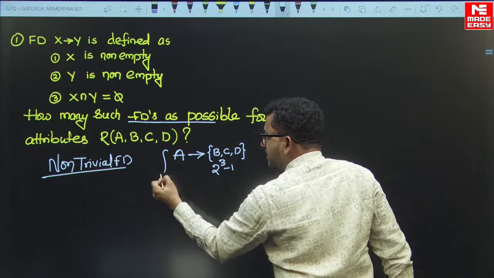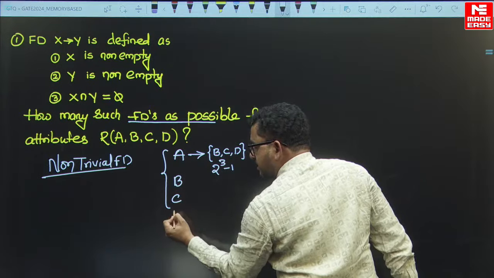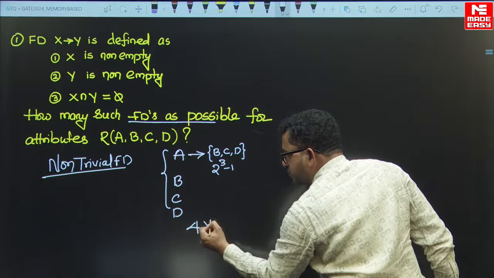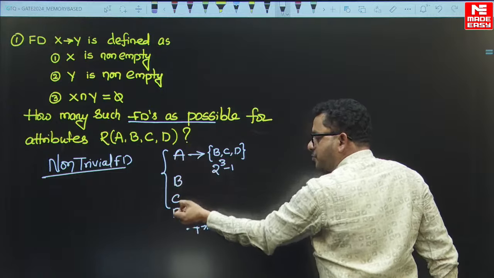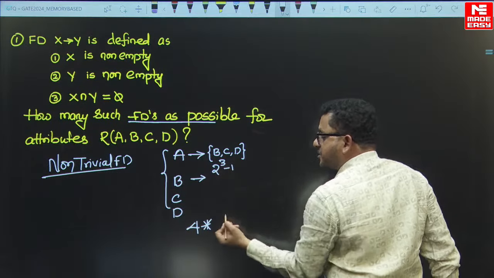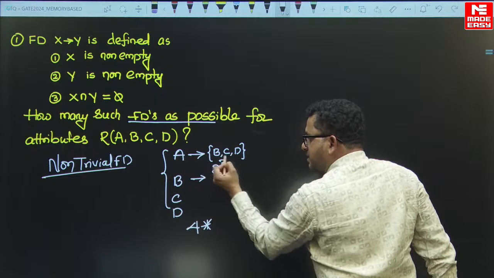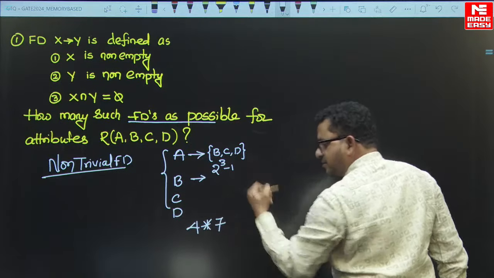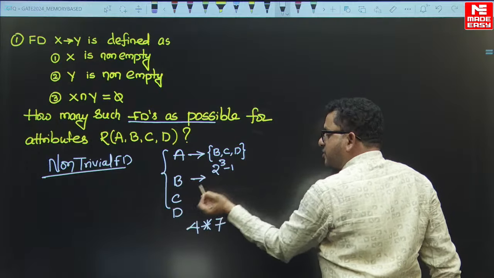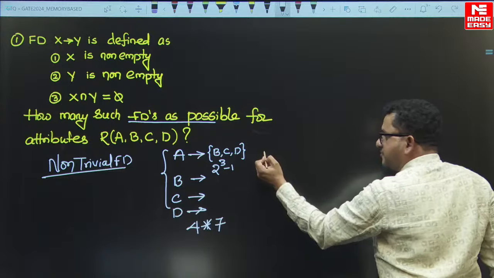Similarly B can be on the left side as determinant, C can be the determinant, D can be the determinant. So four possibilities of one attribute in the determinant, with a subset of the three other attributes on the right. If A is the determinant, total 7 possibilities, so 7 non-trivial FDs. Again B as determinant 7 non-trivial, C determinant 7, D determinant 7.